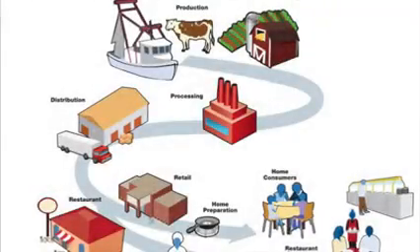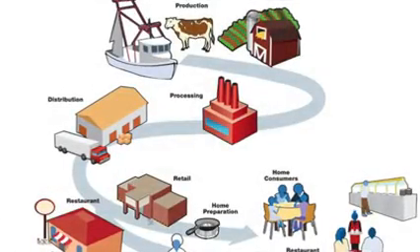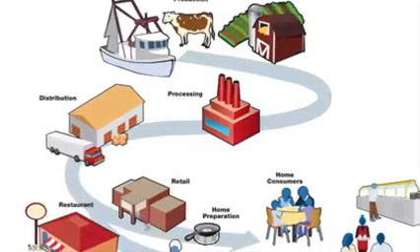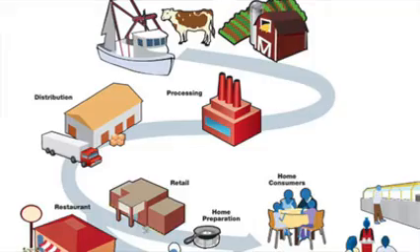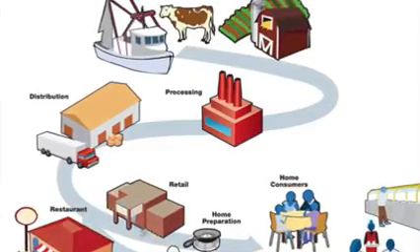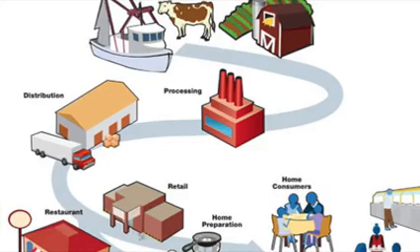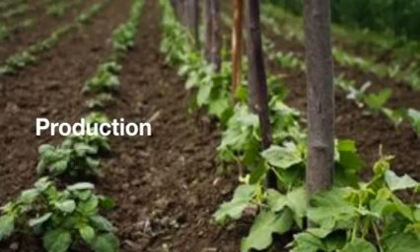So let's take a look at how food gets contaminated. It takes several steps to get food from farm to fork. We call these steps the food production chain. Contamination can occur at any point along this chain during production, processing, distribution, and preparation. So let's take a look at production.